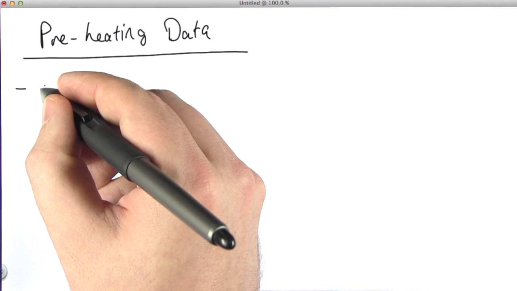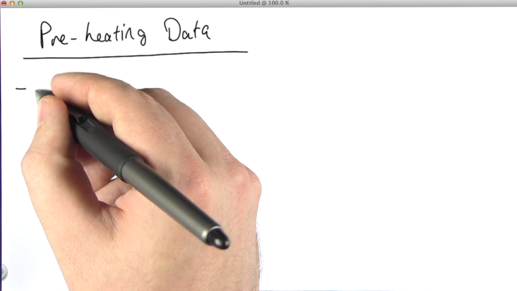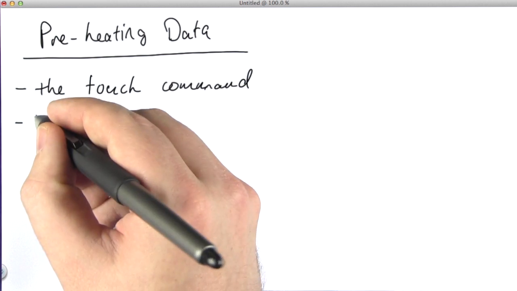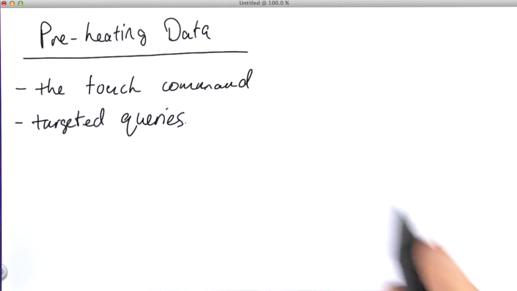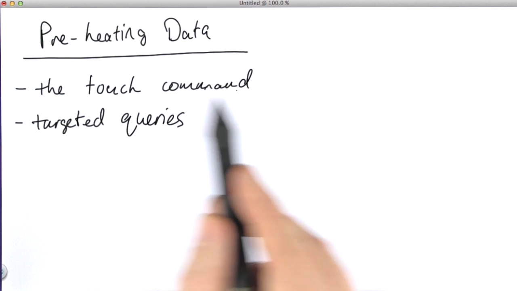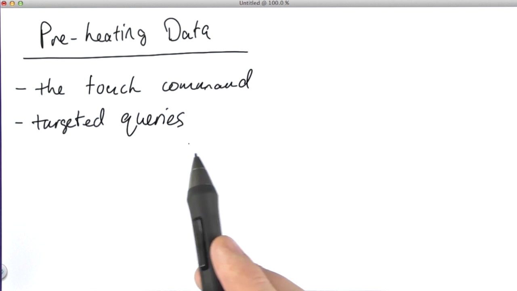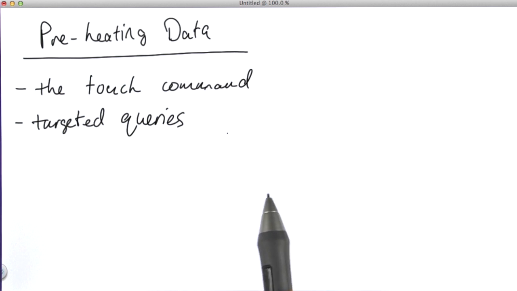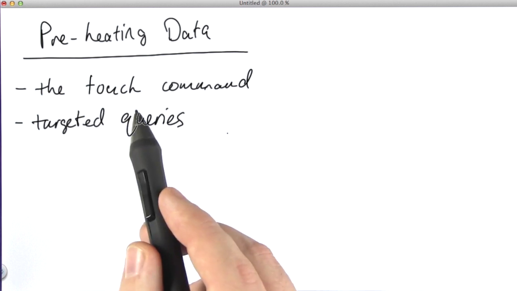The first one is a command that was added in 2.4, the touch command. And then the second thing that we'll talk about is doing targeted queries. And if you like, this is going to be your blunt instrument type approach, where you load in an entire collection and an entire set of indexes. And your targeted queries are what you're going to have to use if, for example, that collection, that index doesn't fit in RAM. In the case of the touch command, it is somewhat of an all or nothing.